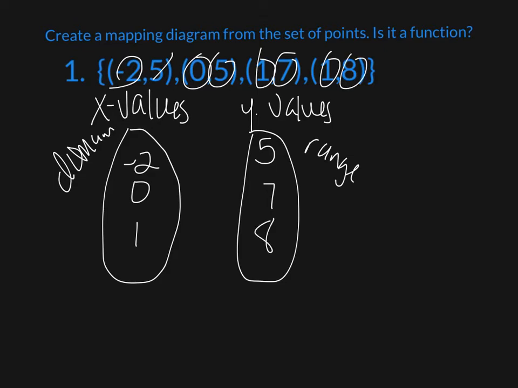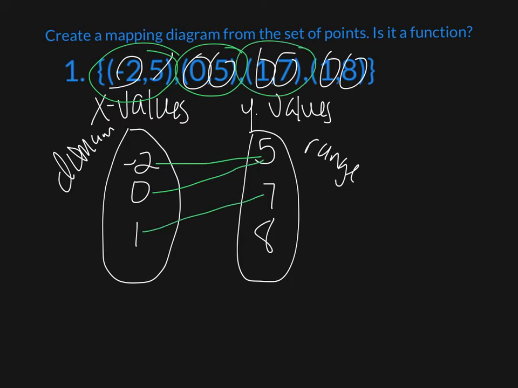What you have to do with mapping is you just draw a line. So we have -2 to 5, so I'm going to draw a line from -2 to 5. And then I have 0, 5, so I'm going to draw a line from 0 to 5. And then I have 1 to 7, and then I have a 1 to 8. And that's a mapping.